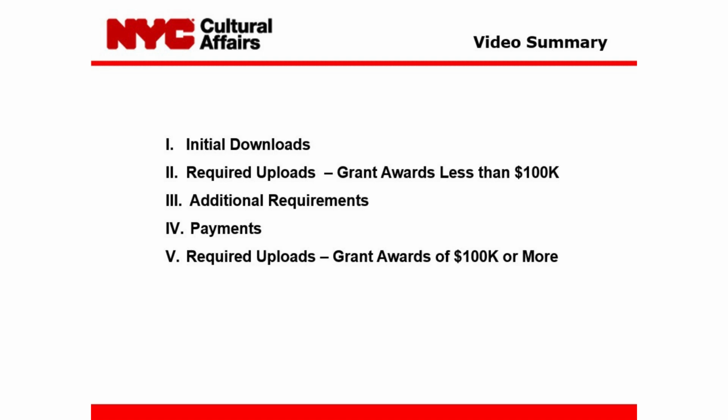There are 5 key sections in this tutorial. We'll start with the initial downloads you'll need to begin. We'll review required uploads for grant awards that are less than $100,000. We'll take a look at additional requirements, review payments, and we'll end with a review of the uploads required for groups with awards totaling $100,000 or more. If your award is less than $100,000, you may stop watching this video after we review payments. However, if your grant is $100,000 or more, there is specific information for you at the end, and we strongly suggest that you watch the entire video.